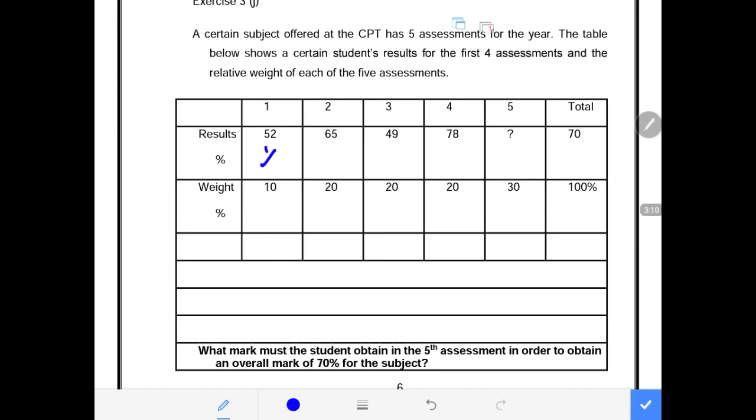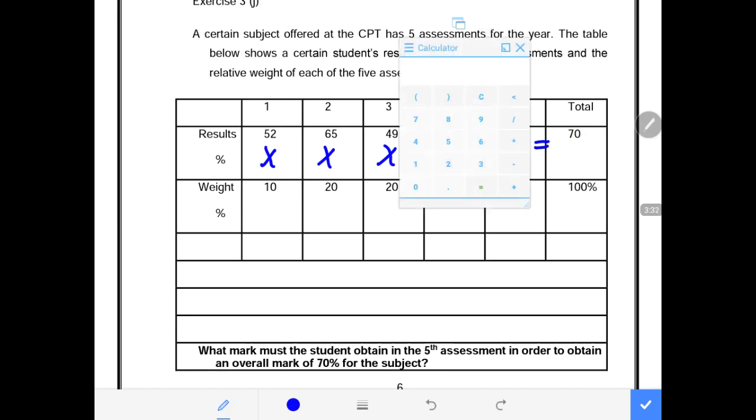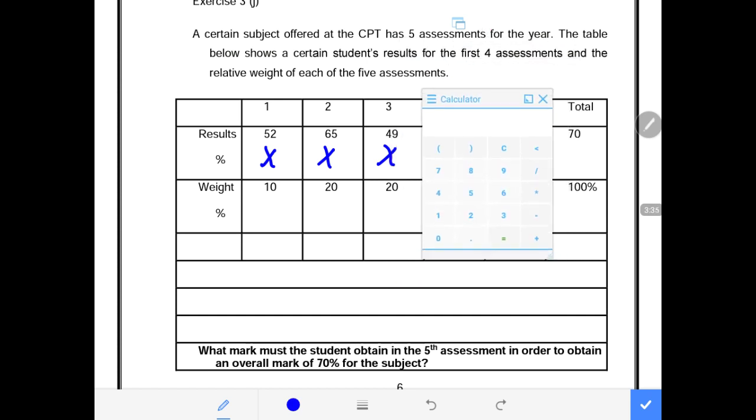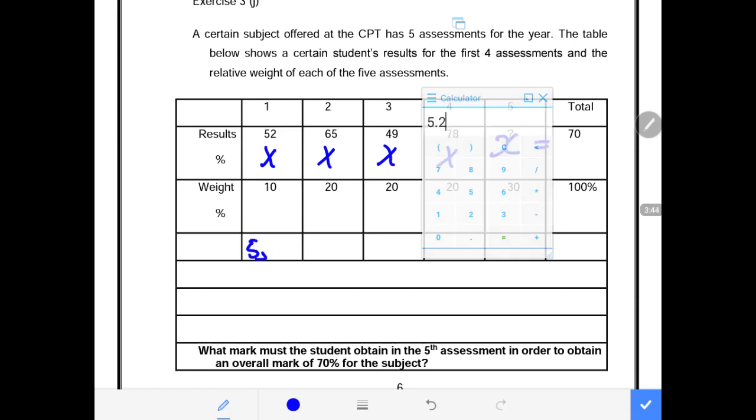We say the results times by the weight, results times by the weight, results times by the weight, and we don't have the results here, meaning it will be x times by 30, meaning it will be 30x. Then this will be equal to 70, because we need the overall mark for the student to be 70. Now let us do the calculations. We have 52%, which is 0.52 times by 10. This will give us a progress of 5.2.